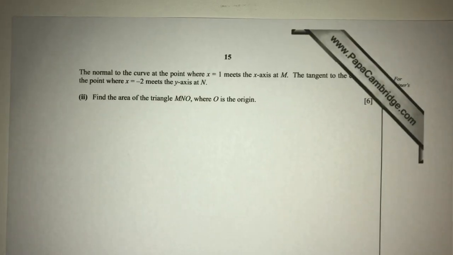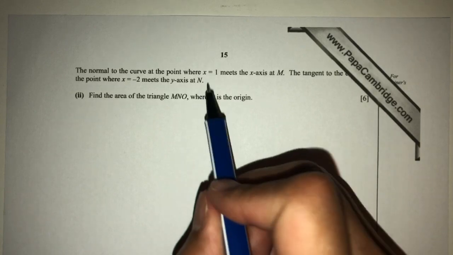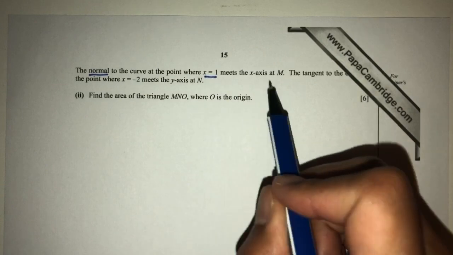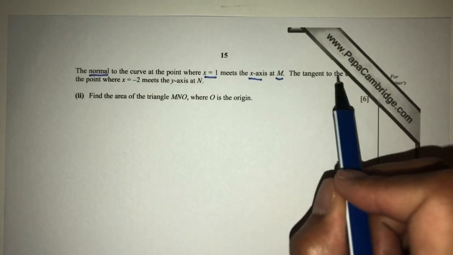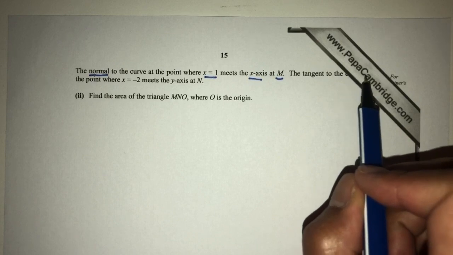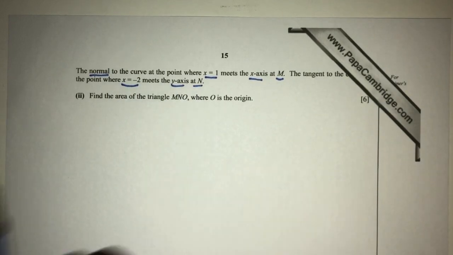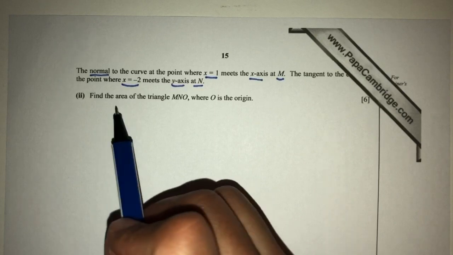Now let's move on to part 2 of the question. The normal to the curve at the point where x equal to 1, okay, the normal at that point meets the x-axis at point M. The tangent to the curve at the point where x equal to this meets the y-axis at N. Okay, so we have to find a few things. We have to find the point M and the point N, and then find the area of the triangle.